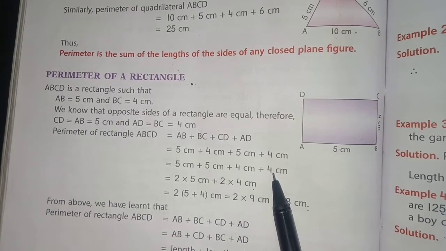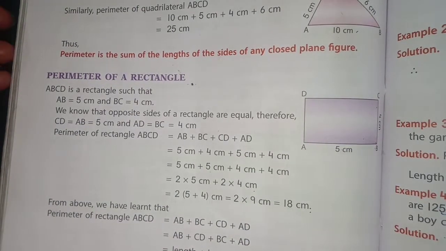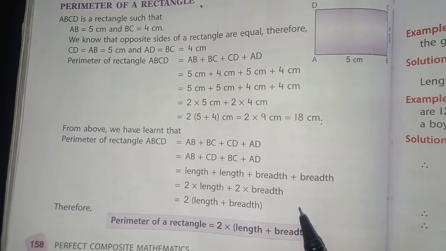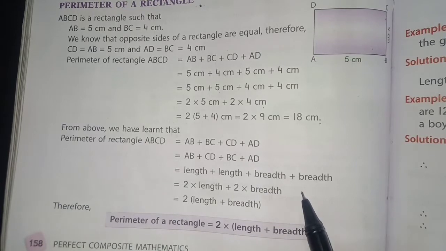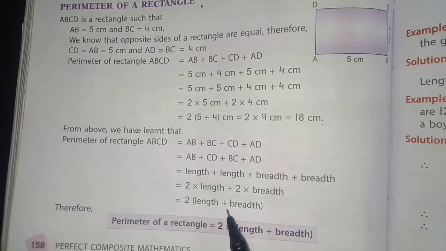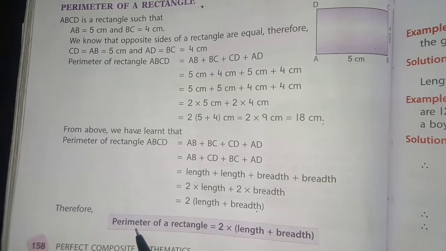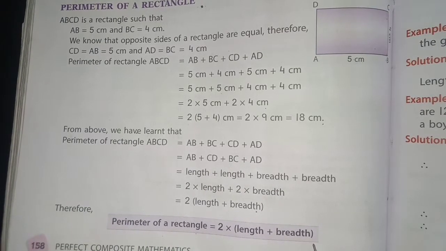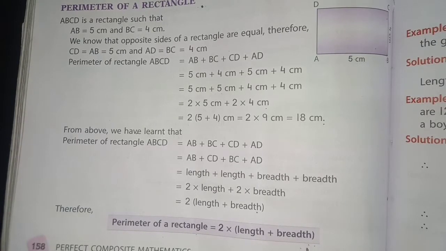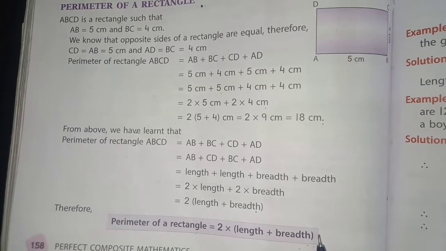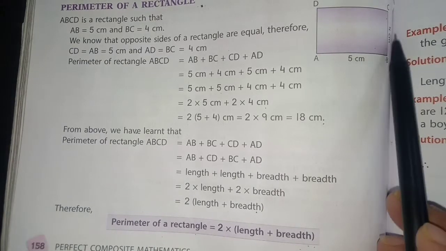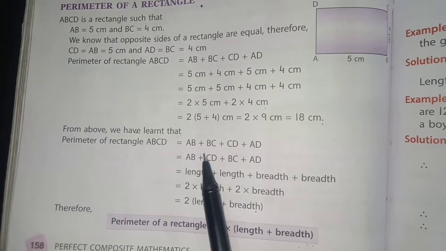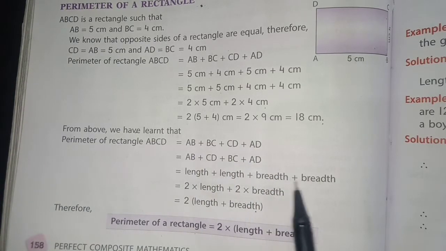So from above, what have we learned? We have learned that the perimeter of a rectangle ABCD can also be calculated by using this formula, that is 2 into (length plus breadth). Therefore, we can say the perimeter of a rectangle is 2 into (length plus breadth). This is the formula for finding the perimeter of a rectangle. There are 2 ways. Either you can add the lengths of all the sides, or you can just apply this formula. Because 2 times we have length and 2 times breadth.